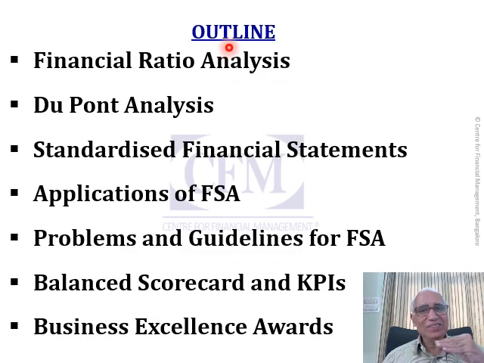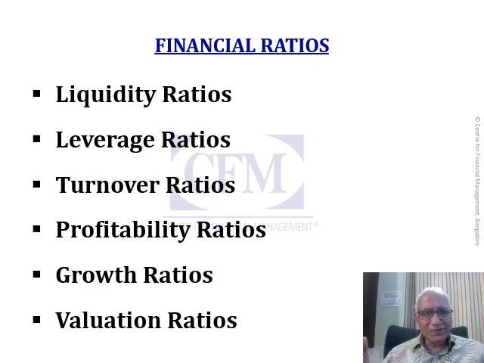The outline of the session is given here: financial ratio analysis, DuPont analysis, standardized financial statements, applications of financial statement analysis, problems in financial statement analysis, and guidelines for financial statement analysis, balanced scorecard, and key performance indicators, business excellence awards. A financial ratio is an arithmetic relationship between two or more numbers found in financial statements. Since financial statements have a lot of numbers on them, a large number of ratios can be calculated. We have to be necessarily very selective, and this is what we intend doing during this session.